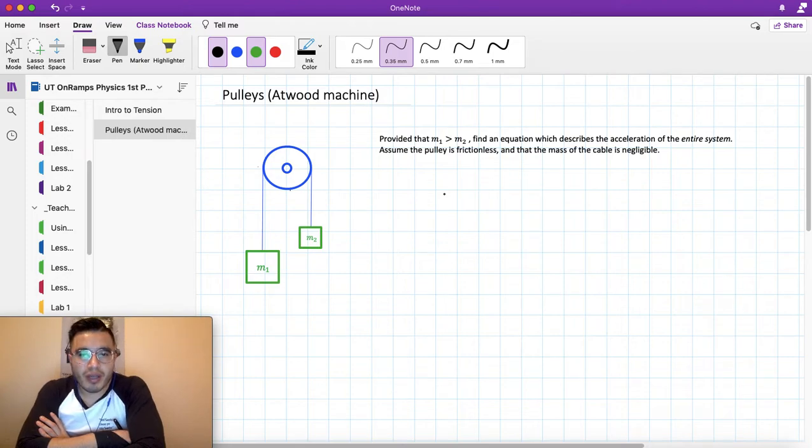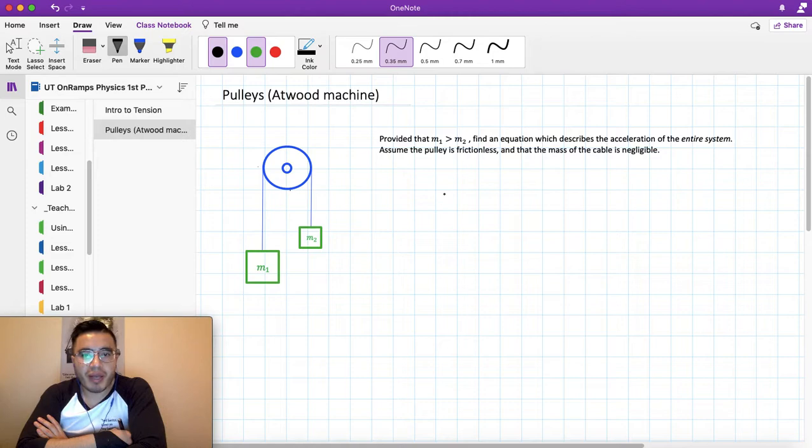Hi everyone. So we'll continue with pulleys or the Atwood machine. Now, whenever we have pulleys, we are normally going to have more than one mass. That makes the problem a little bit harder, but it's not that bad, I promise. The key is we consider each mass as independent from each other, meaning we'll draw a free body diagram for each of the masses. Okay, let's work in this example.